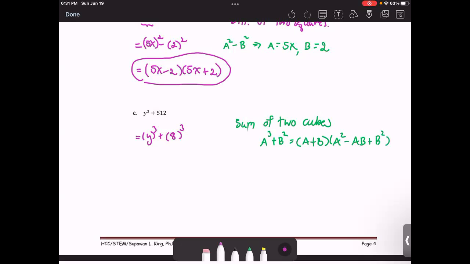And following the pattern where A is y and B is the value 8, we have the first factor as A plus B, which is y plus 8, multiplied by A squared, which is y squared, subtracted by A times B, which is y times 8, plus B squared, which is 8 squared. Simplifying into a nicer form, we have y plus 8 multiplied by y to the second minus 8 times y plus 64 as a result.